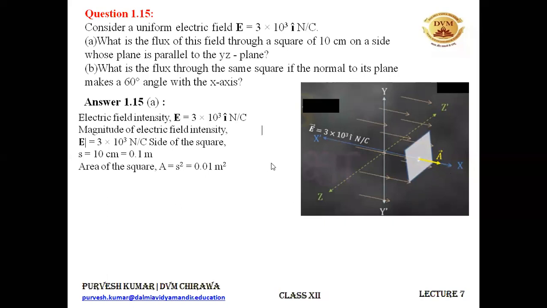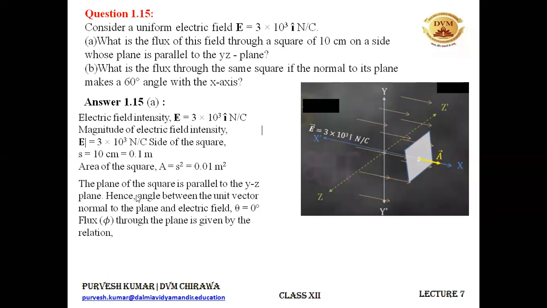Let's solve it. This is the explanation of this figure that I have given. The theta between the area vector and the electric field is 0 degrees.